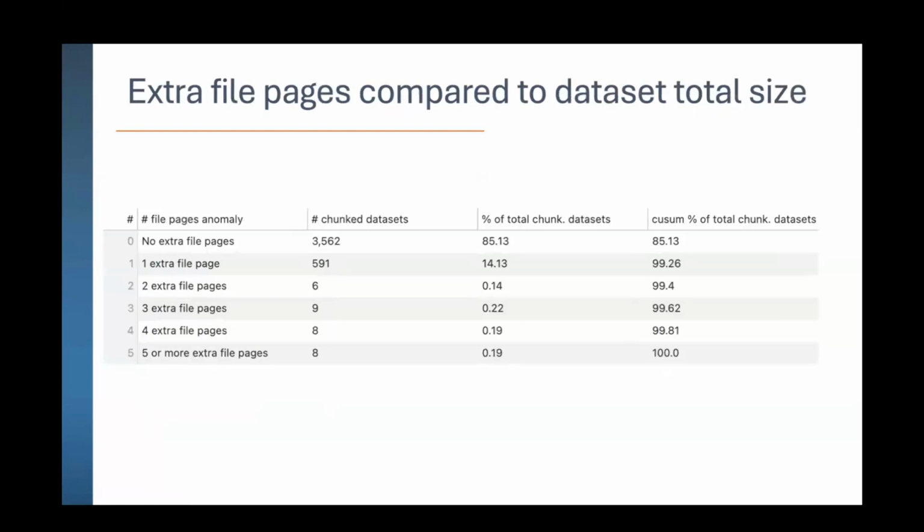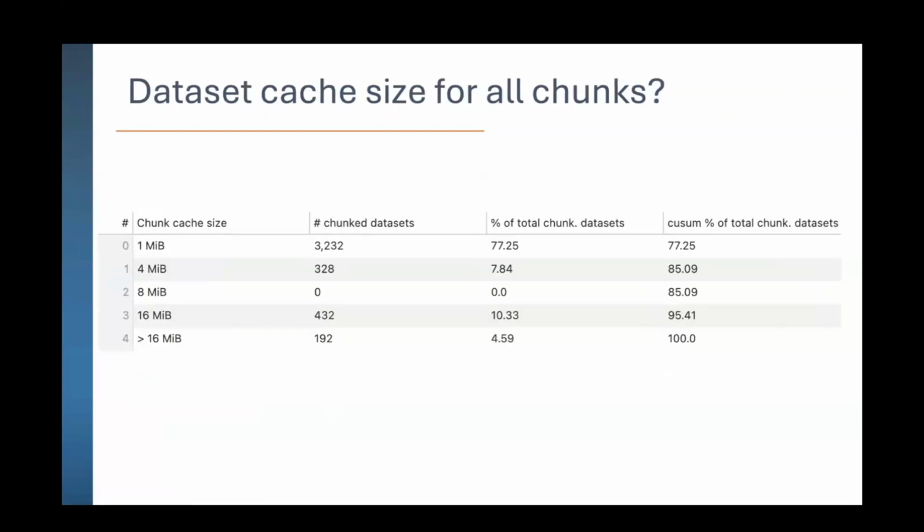There are other things also here, but here is an interesting thing that people I work with are interested in: how much should my chunk cache size be to have all my chunks in the cache? And again, good news is that 95% of datasets are good with a 16 megabyte chunk cache. But again, I think these 192 that need more than 16 megabytes are probably the ones carrying the most interesting data in the file.